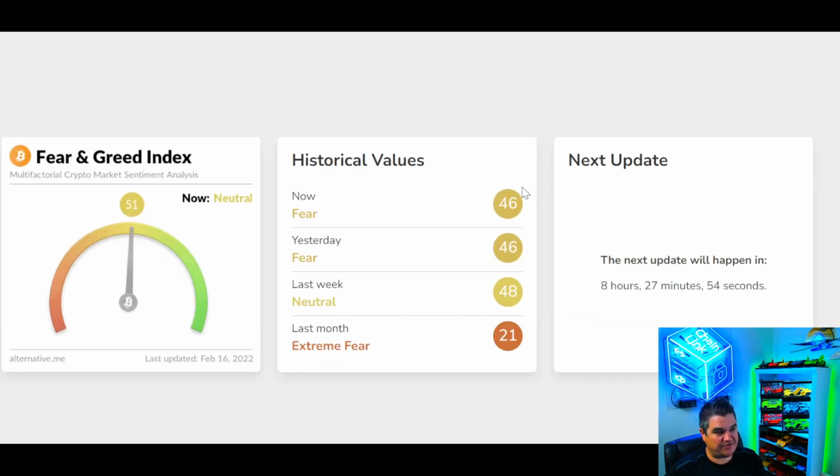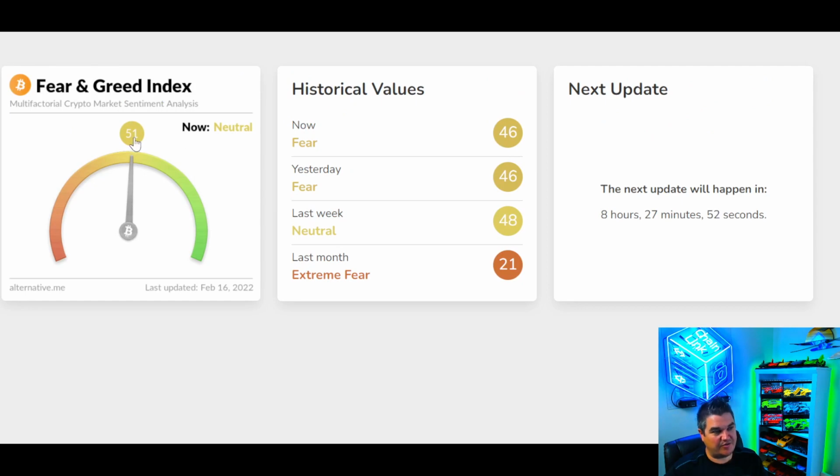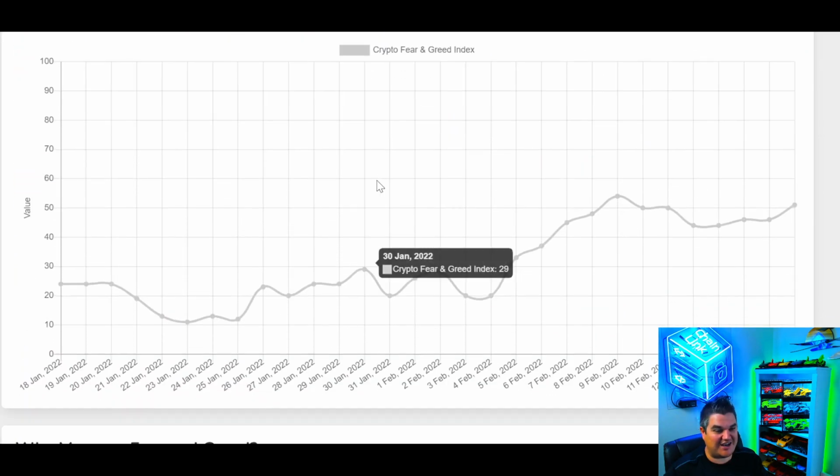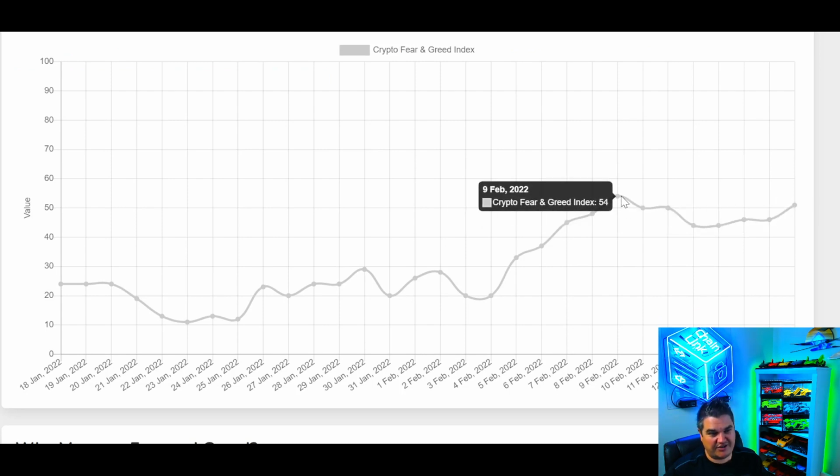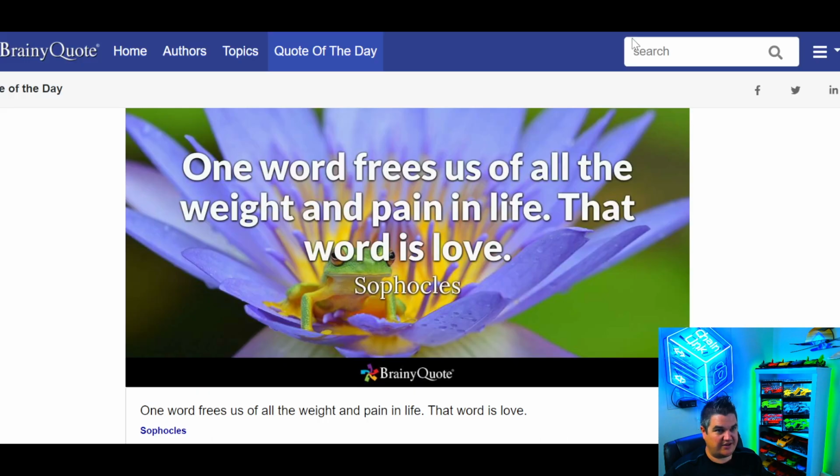Crypto Fear and Greed Index, we've finally come out of fear. We've been out of fear a little bit. Last week we were in neutral, right? We're back in neutral. We haven't seen greed in a long time, right? But we're trying to make our way back up the hill here. We need to take out 54, 55 or higher, and prices could follow, okay?